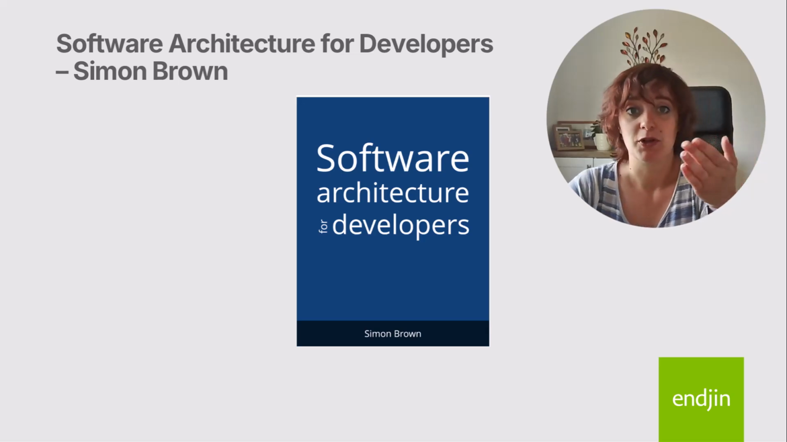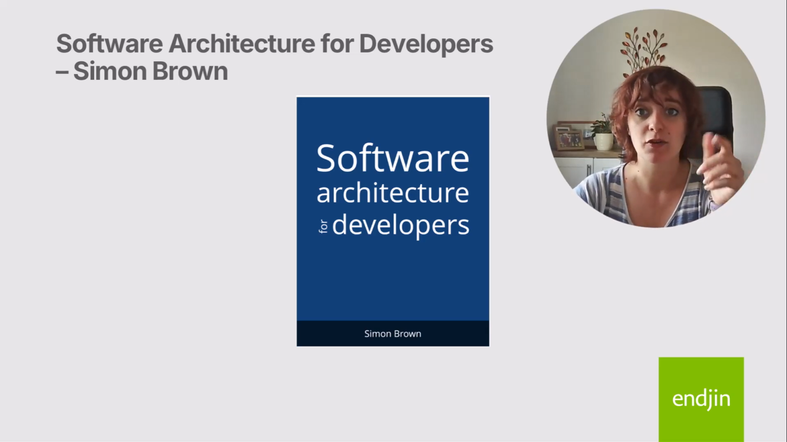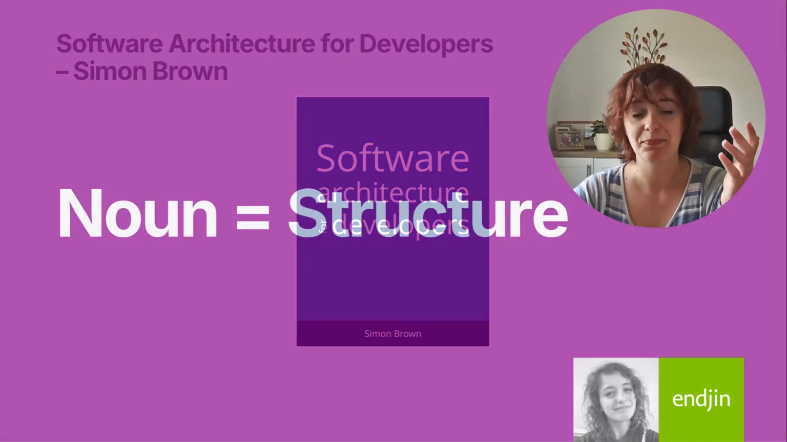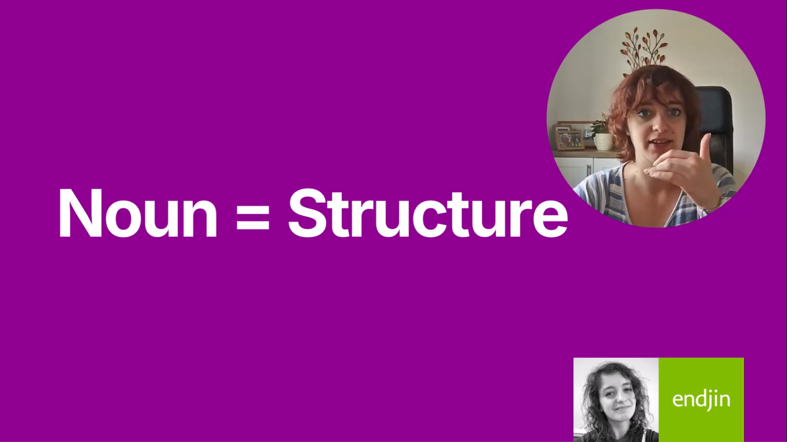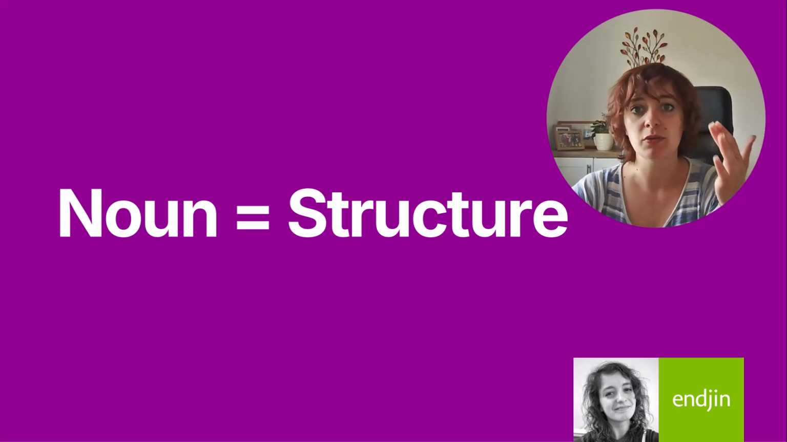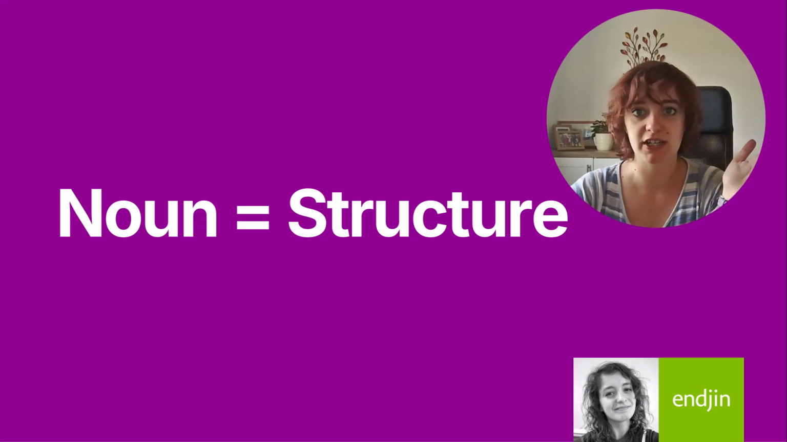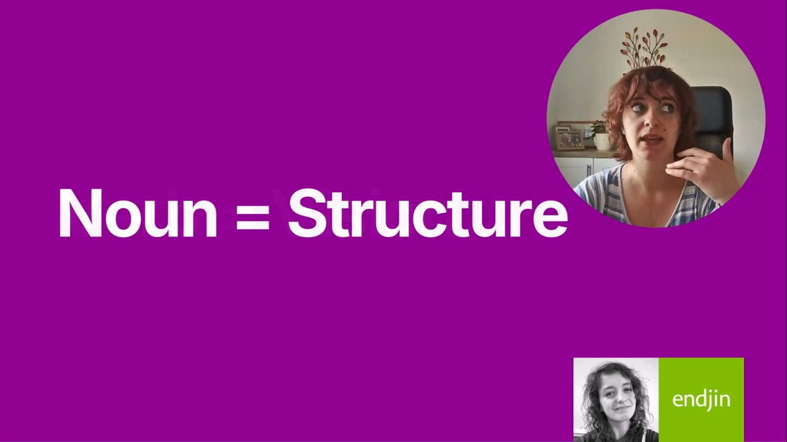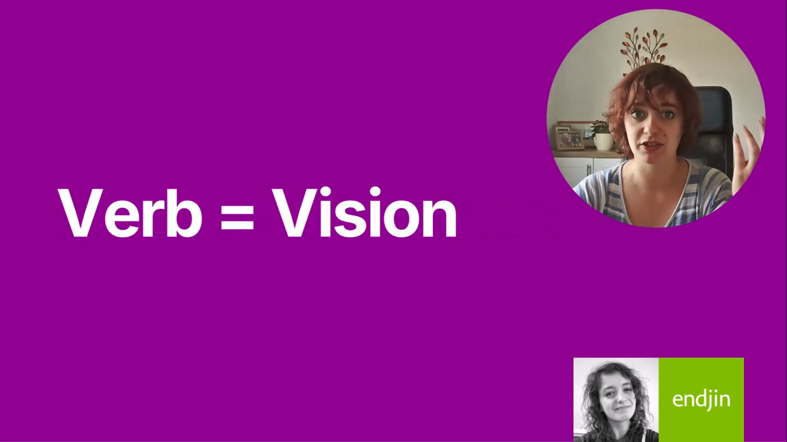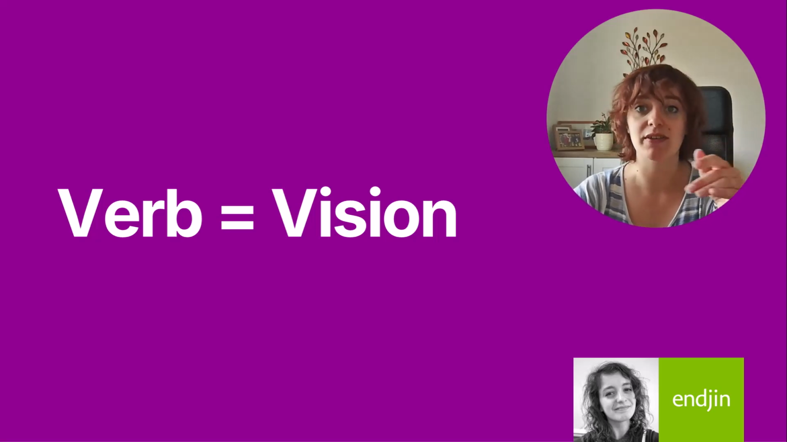In Simon Brown's book on software architecture, he states that software architecture has a dual meaning. Firstly, as a noun, it signifies structure. It is the result when solutions are decomposed into their constituent parts, including all cross-cutting concerns and relationships. As a verb, it translates to vision. It means to take the project drivers and turn them into a technical roadmap.